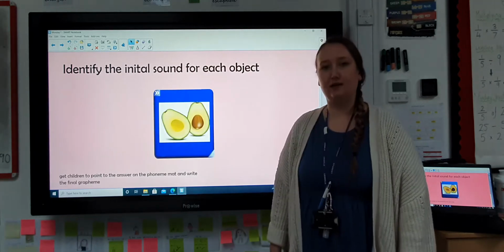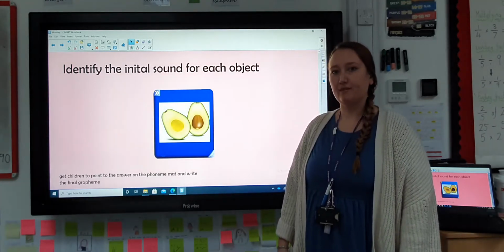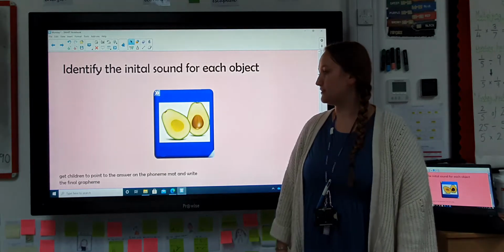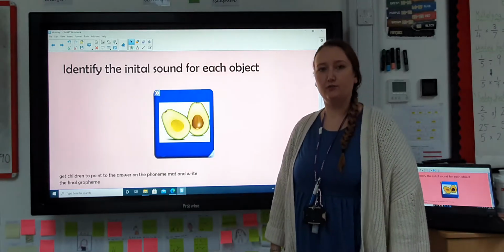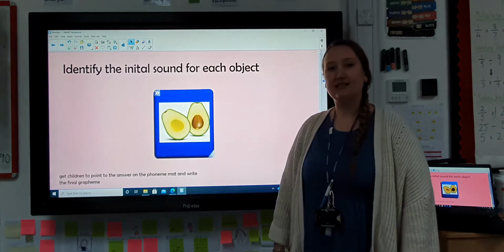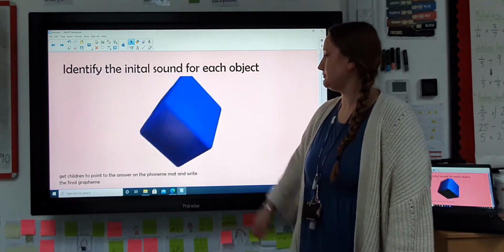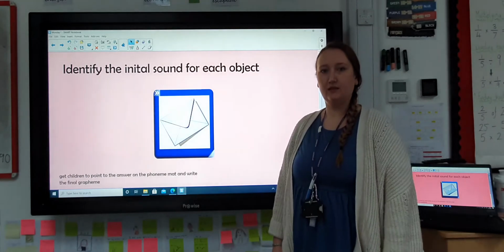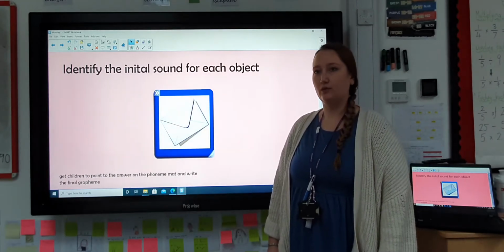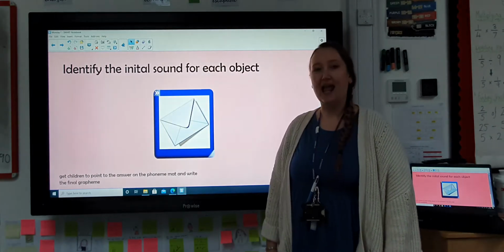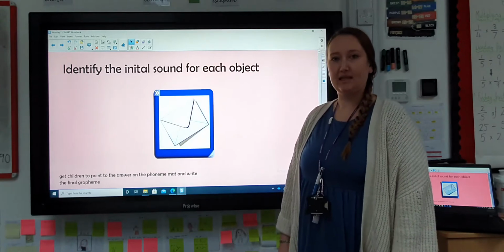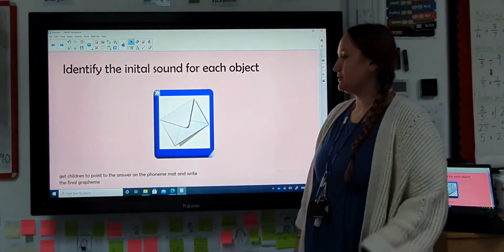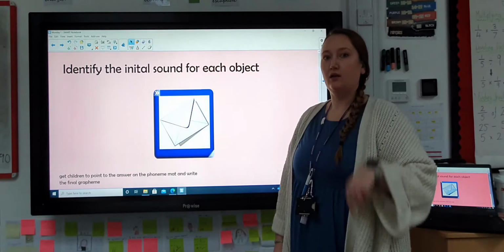And what do we have here? It's an avocado. What's the first phoneme in avocado? That's right, it's A. And what do we have here? An envelope. What's the first sound in envelope? It's E.